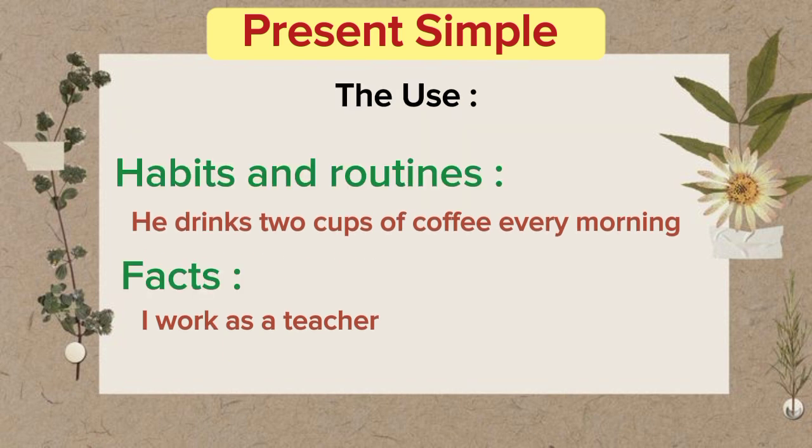Now the first sentence here talks about a habit or a routine, something that we do regularly. The second sentence is a fact. I work as a teacher, is a fact about my life. These are the main 2 uses of present simple.